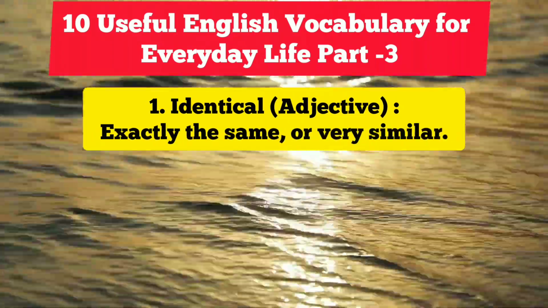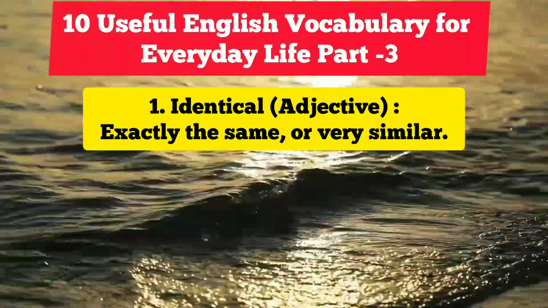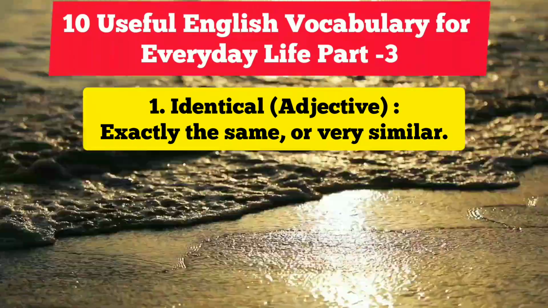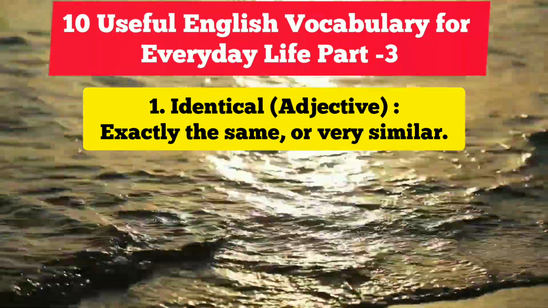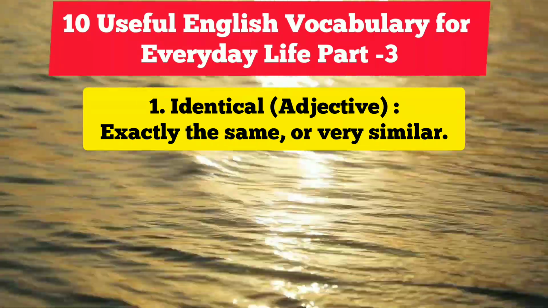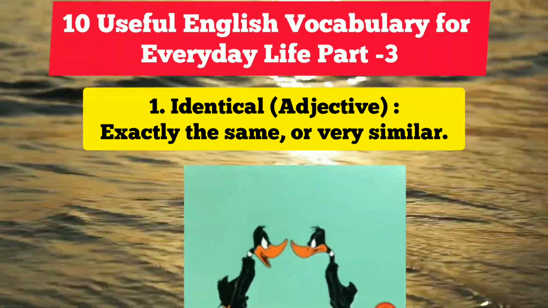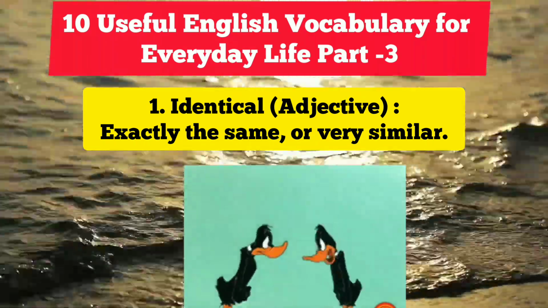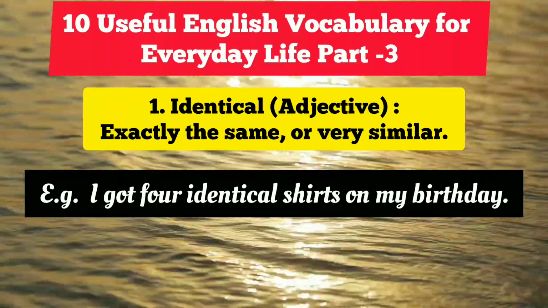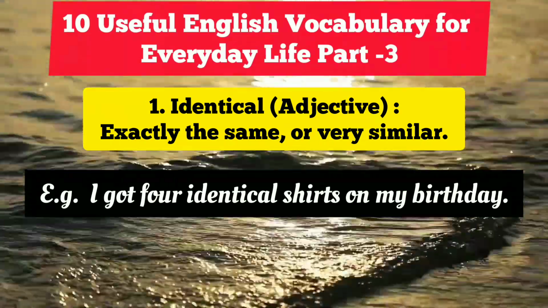So friends, as you see, the first useful English vocabulary which we have for today is identical. Identical is an adjective. It is very useful for our conversation. It means exactly the same or very similar. It's called identical. So let me show you how to use it. As you see the example, friends, that's given on your screen, I got 4 identical shirts on my birthday. So like this way you can use this wonderful word identical.